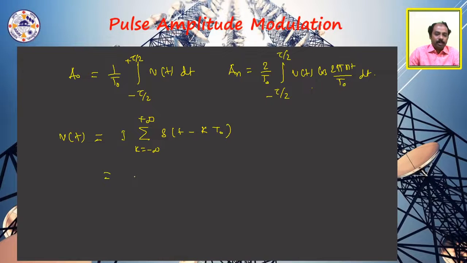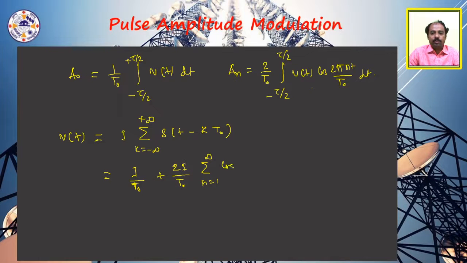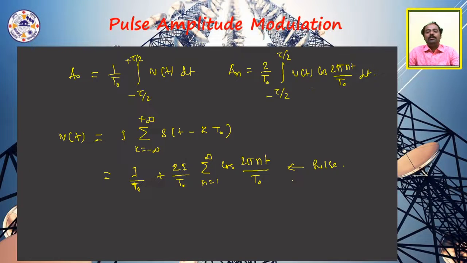So that is equal to, from our above Fourier expansion, I can write it as I by t0 plus 2I by t0 into summation n equals 1 to infinity cos 2 pi nt by t0. Okay, so I have defined mathematically what a pulse is. Now I want to give an idea about pulse amplitude modulation.